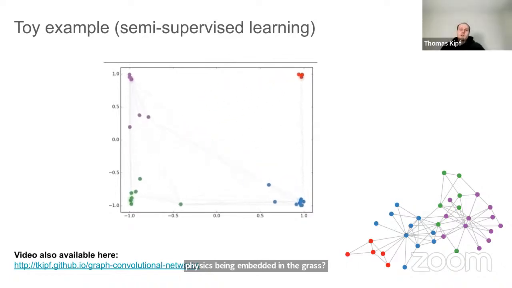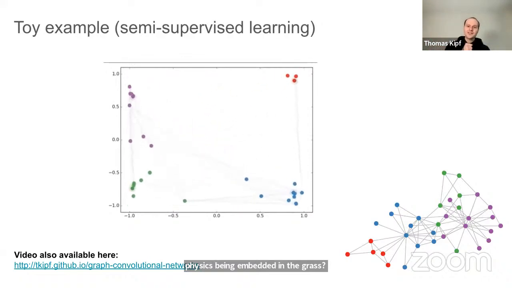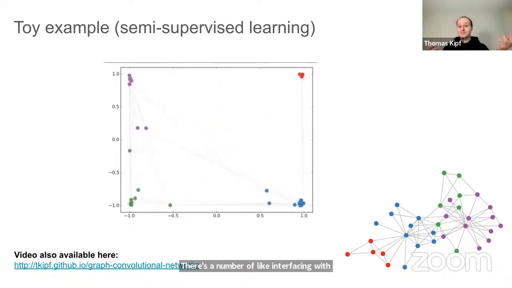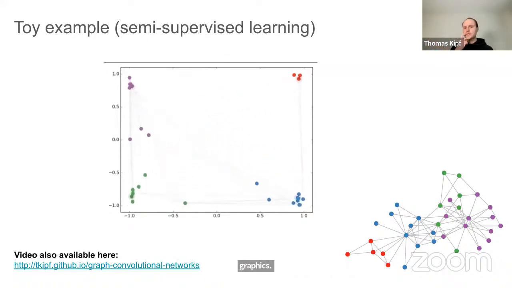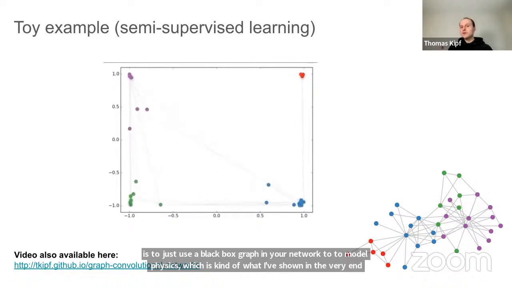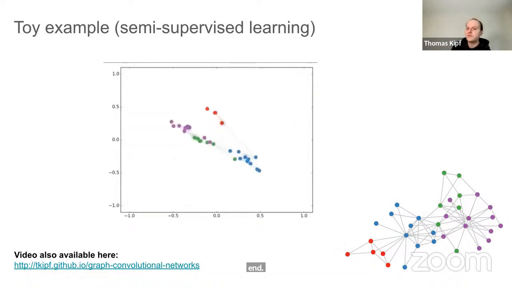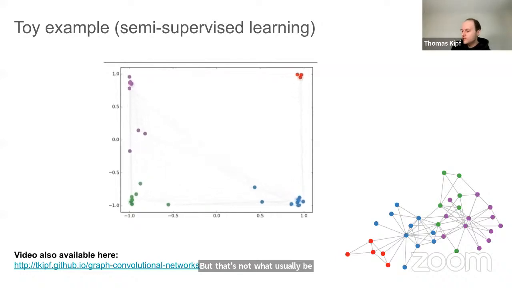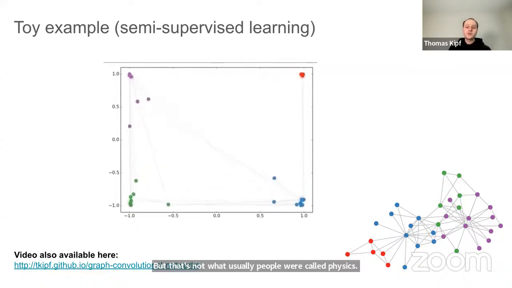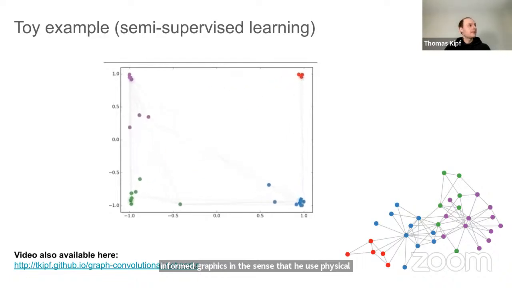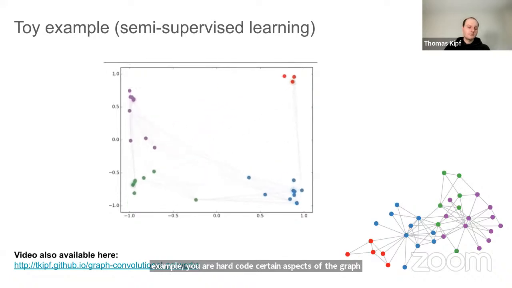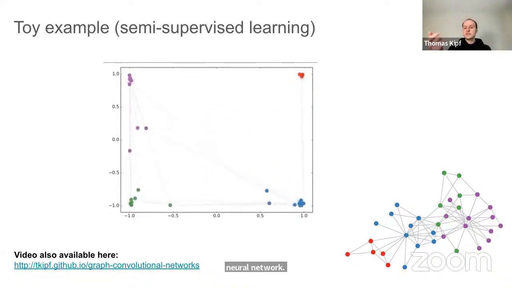That's a great question. There are a number of ways of interfacing physics and graph neural networks. One is to just use a black box graph neural network to model physics, which is what I showed you at the very end. But that's not what people usually call physics-informed graph neural networks. There are also physics-informed graph neural networks in the sense that you use physical properties in the network. For example, you hard code certain aspects of the graph neural network to be physical force functions, and you just learn the parameters.